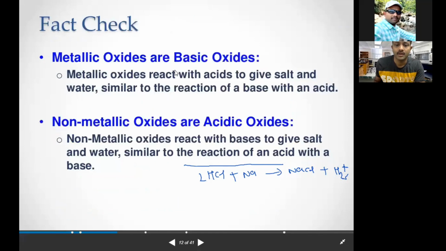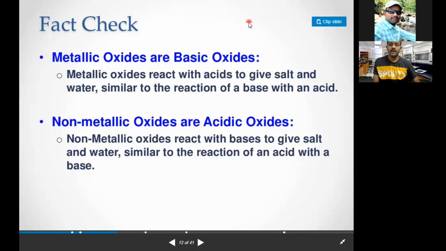Now see, metallic oxides are basic oxides. Already we discussed, metallic oxides are basic in nature. Non-metallic oxides are acidic in nature.